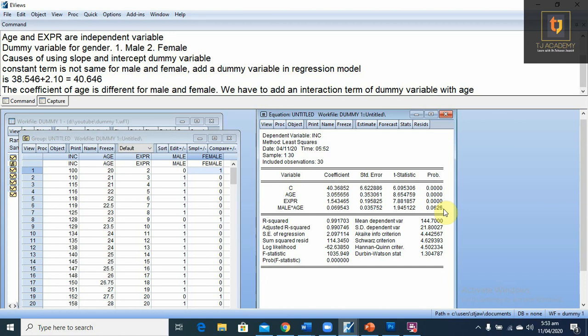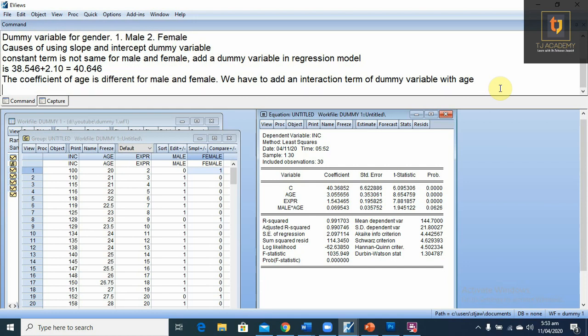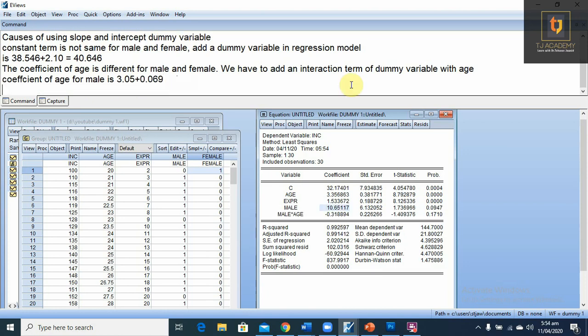So if we consider this as significant, it means the true coefficient of age for male respondent is 3.05 plus 0.07, or 0.069. So I hope this video will help you to understand the coefficient of dummy variable and the interaction term of dummy variable.